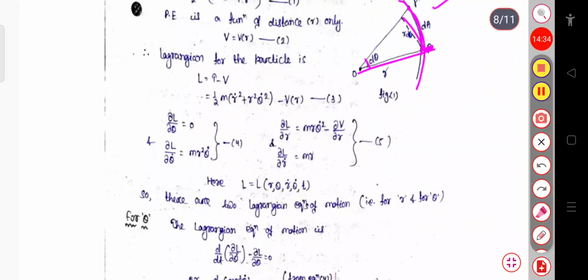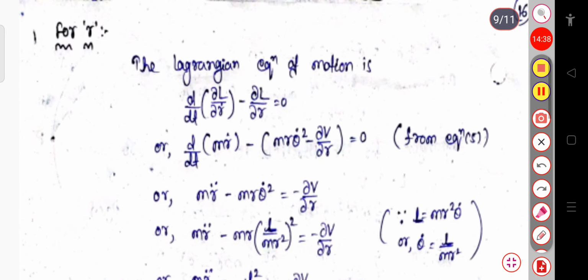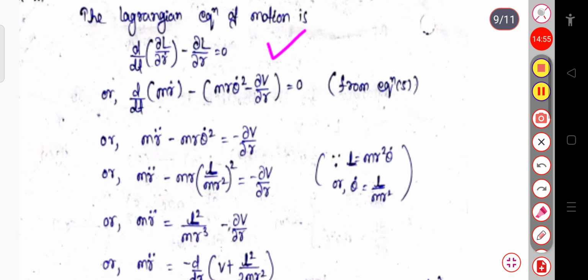Now we will see the Lagrangian equation for the r value. So here the Lagrangian equation of motion is this much. If I substitute the values ∂L/∂r and ∂L/∂ṙ, you can see from equation 5, we have already calculated these values. After substituting, we will get this much. Simply we have substituted the values, that is ∂L/∂r equal to this much and ∂L/∂ṙ equal to m ṙ.